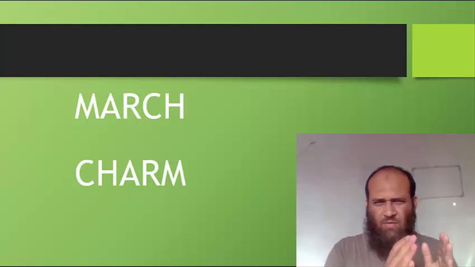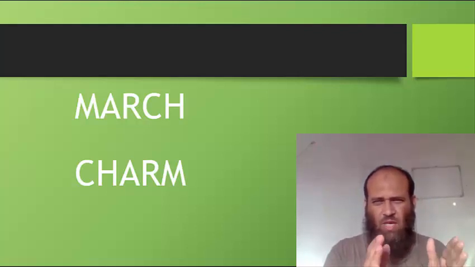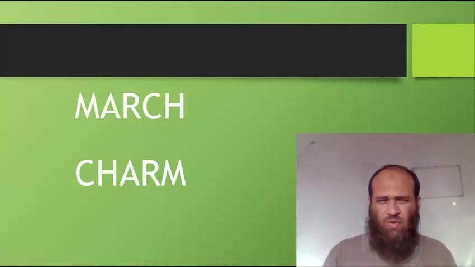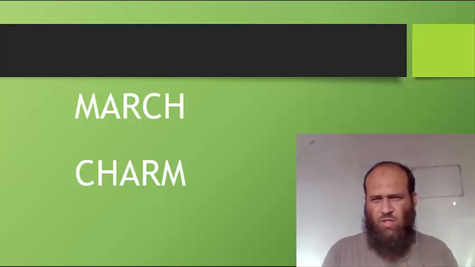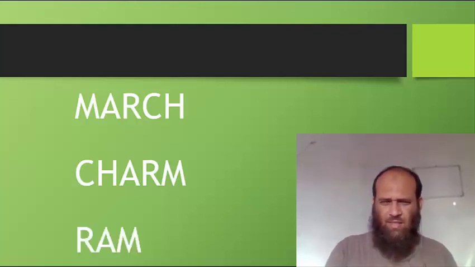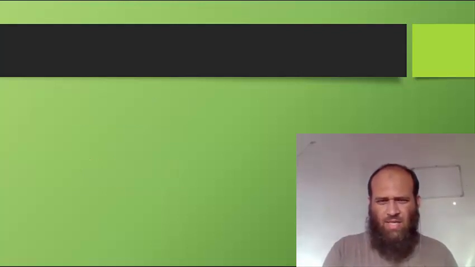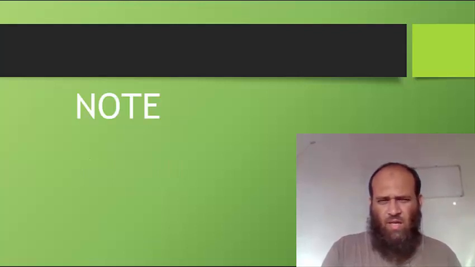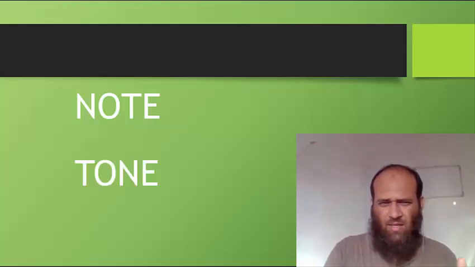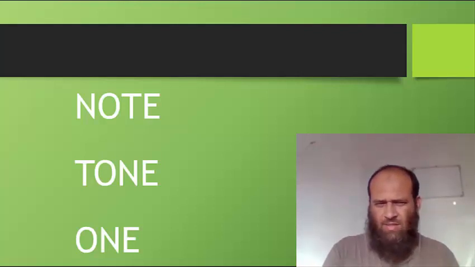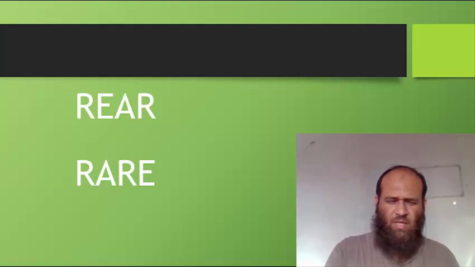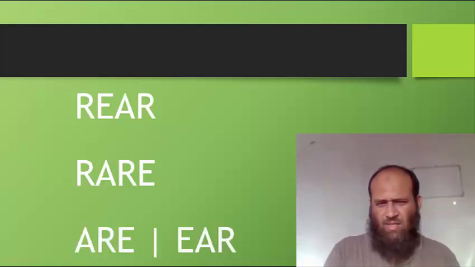C-H-A-R-M, charm. I've used the same 5 letters from the word March and made a new word, charm. If I pick only 3 letters from this word March, what can I get? I get ram, I get arm, I get different types of words. Let's take another example, note. If I just twist or scramble the letters, I'll get another word like tone. If I remove T, I get one. Like this, I have a third example, rear becomes rare, and then I get R and ear.